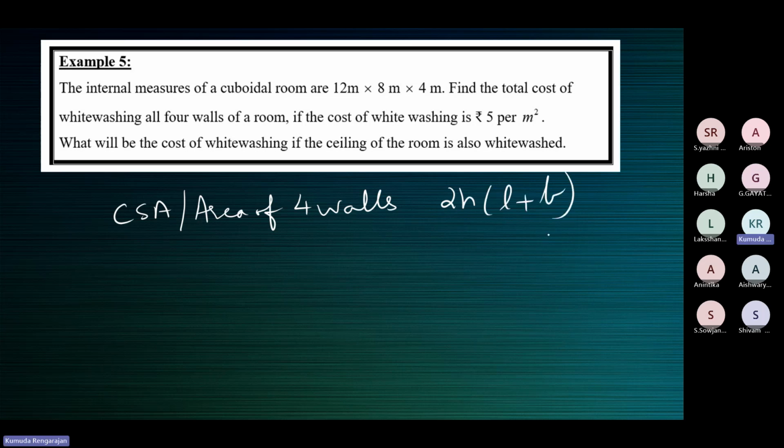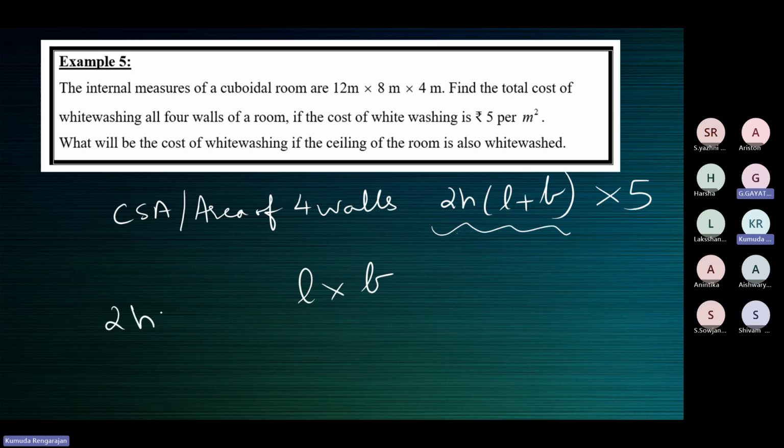So find the area and multiply the area by 5, because the cost of whitewashing 1 meter square is 5 rupees. So whatever is the CSA into 5 will be the total cost of whitewashing the 4 walls. After that, find the area of the ceiling also. The area of the ceiling is given by L into B. Area of the ceiling is L into B.